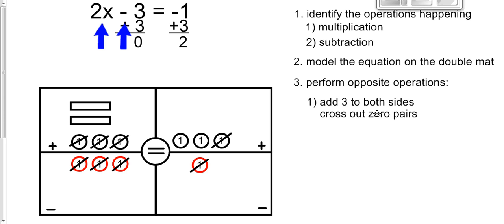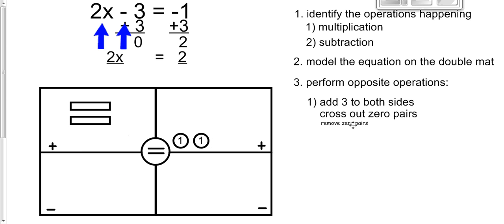And in this situation, I'm allowed to cross out 0 pairs on both sides of the mat. I have some positives and negatives on the left side and some positives and negatives on the right side. So cross out as many 0 pairs as possible. Again, trying to isolate that variable. I can remove those 0 pairs from the picture to find out that we're now down to 2x equals 2.